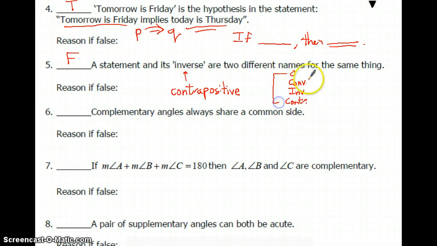These 2 mean the same thing, and these 2 mean the same thing. So the original and the inverse, no, they don't mean the same thing necessarily. In fact, no, they don't. They can both be true, but they don't mean the same thing. Original and contrapositive mean the same thing.